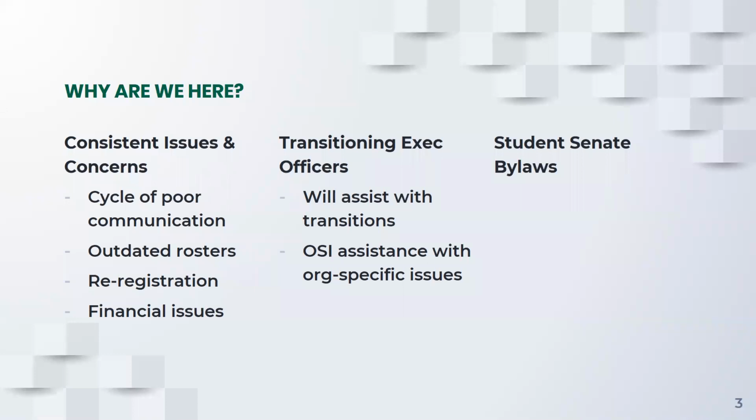One of the first areas where we see issues is general consistent issues and concerns. Some of the things we see is a cycle of poor communication, and that happens for a lot of different reasons. For us as the Office of Student Involvement, we frequently contact exec board members and advisors, based on the information that's listed in Bearcat Link. A lot of times we see outdated rosters. When we're trying to contact the individuals listed on the roster and they're no longer in those positions, it creates poor communication. So that's why we're asking that organizations constantly update their rosters, especially their advisor and their exec board.